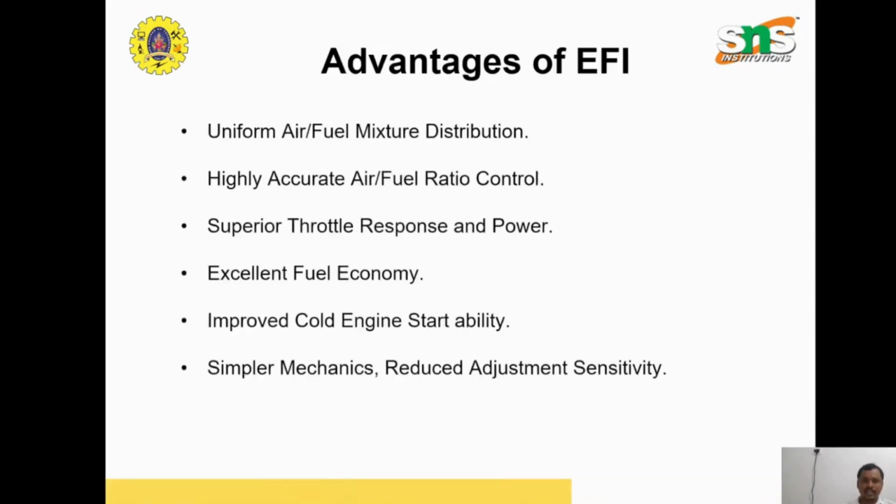So before going to the case study, the advantages: uniform distribution, high accuracy, superior throttle response and power, excellent fuel economy, improved cold engine startability, simpler mechanism, reduced adjustment sensitivity, and most importantly, the mechanical parts are eliminated. That is a major advantage of EFI.